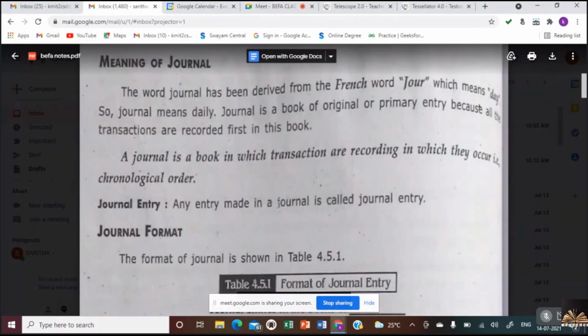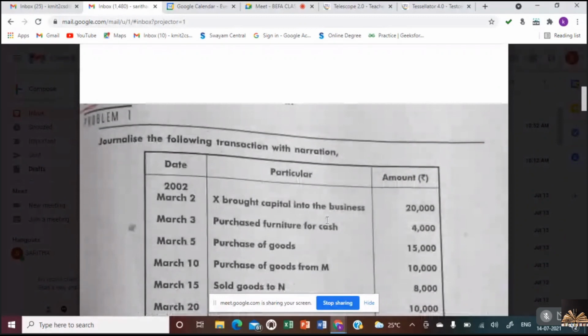The second step is the ledger. Okay, can you see the screen, all of you?